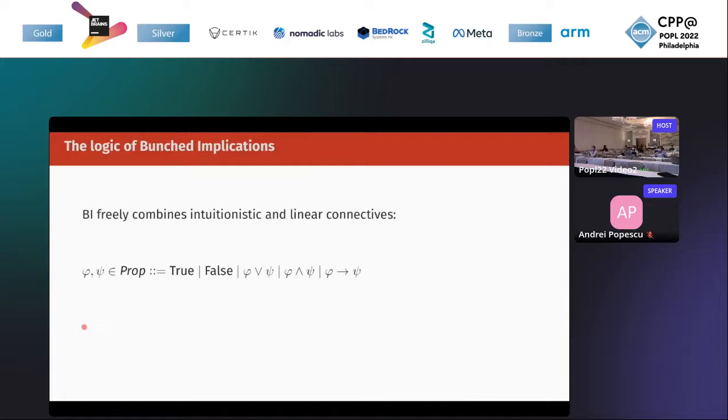Let's first talk about the logic of bunched implications. BI is a logic that you obtain by freely combining intuitionistic logic and multiplicative linear logic. It has the usual connectives like disjunction, conjunction, and so on, but it also includes linear connectives: empty, star, and the magic wand. Intuitively, propositions in BI denote ownership of resources. For example, phi star psi holds for disjoint or separate resources, and the empty proposition states that there are no resources available.